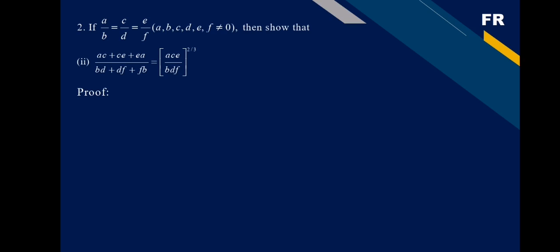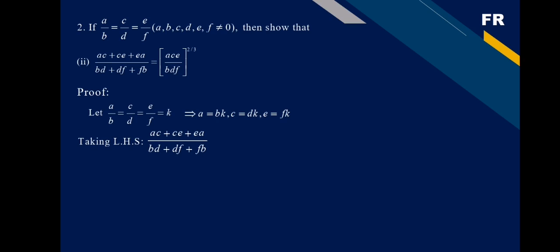At first we were given the equality of two ratios, but here we have been given the equality of three ratios, as a ratio b is equal to c ratio d is equal to e ratio f, or we can say a by b is equal to c by d is equal to e by f. Here we will suppose them as equal to some constant k, and we will find out the value of a, c and e to be a is equal to bk, c is equal to dk and e is equal to fk.